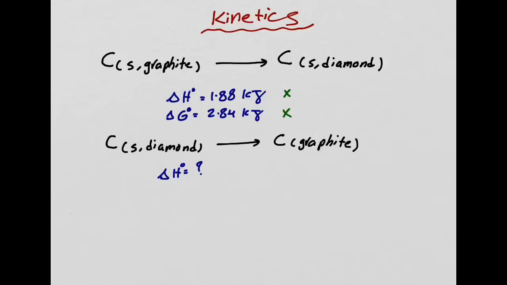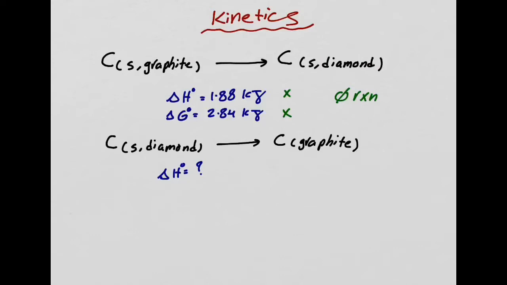Okay, so this reaction, carbon graphite going to carbon diamond, is not really favored. So we're going to have no reaction. This is not going to happen at room temperature. No reaction, which is kind of sad. Otherwise, we could take graphite and make diamond from it.